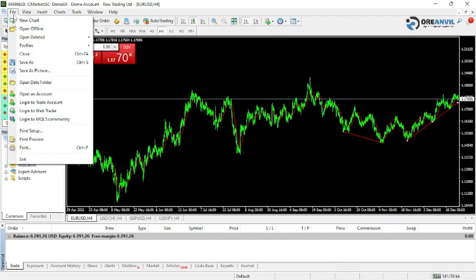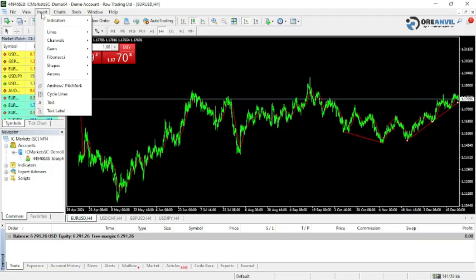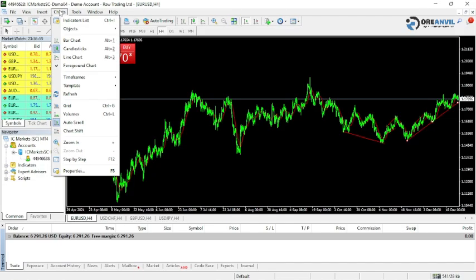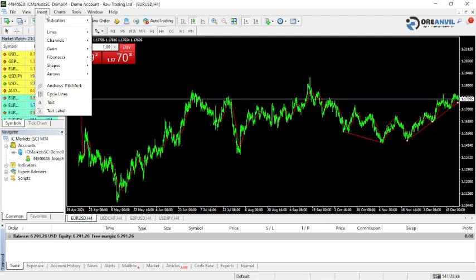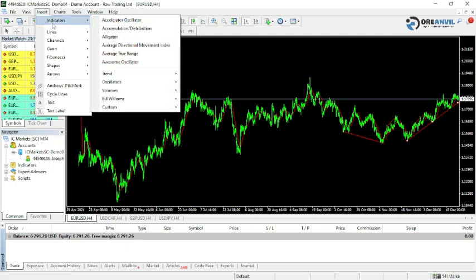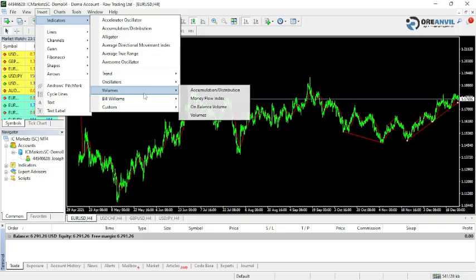For instance, if we want to add indicators, which we will not be adding today, we go to Insert and click on Indicators. These are indicators. Majorly, indicators are just like tools in the market that help us to make decisions. And that's one of the things we'll be talking about tomorrow.